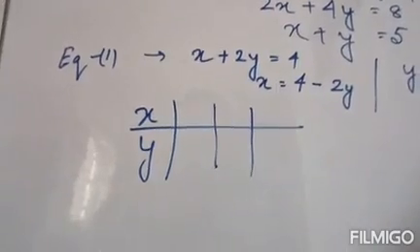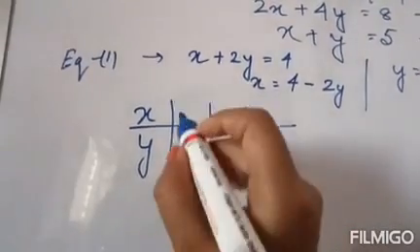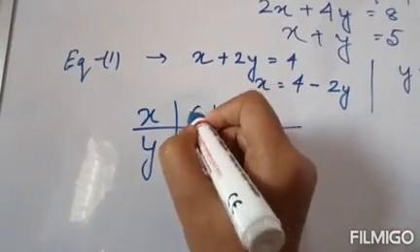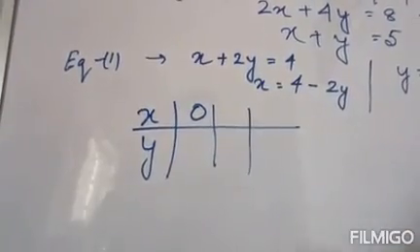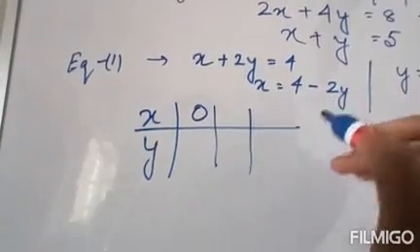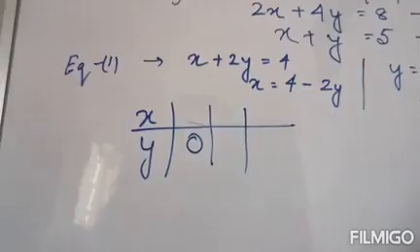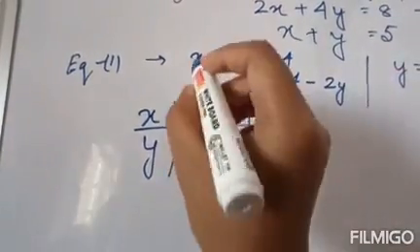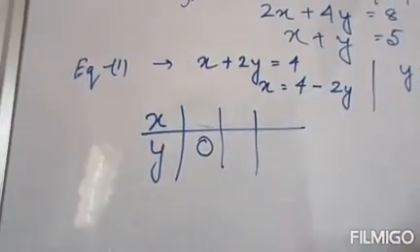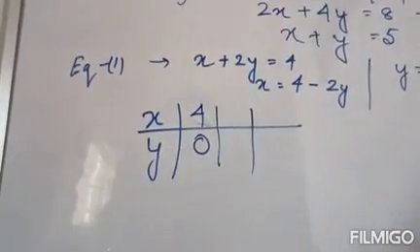Anything will do. Suppose for the first value, let me take y's value as 0. What will be x's value? 0 into 2 is 0, and plus 4, so x will be 4.